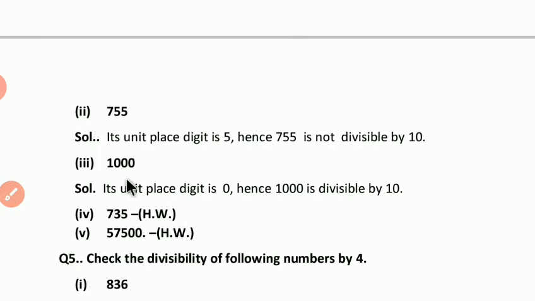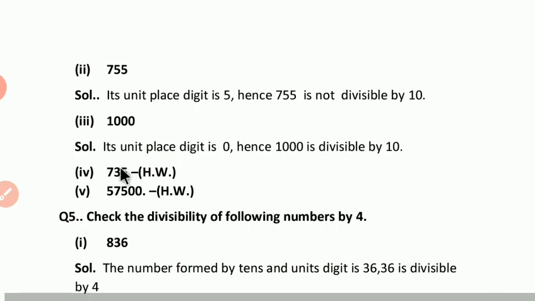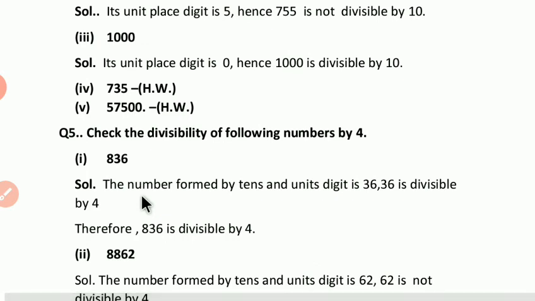Then 1000. In 1000, what is its unit place? Its unit place digit is 0. Hence 1000 is divisible by 10. Same for the 4th and 5th one. You have to check whether they are divisible by 10 or not by using this same method. Only you have to see its unit or the ones place digit. Here the ones place digit given is 5 and here 0.